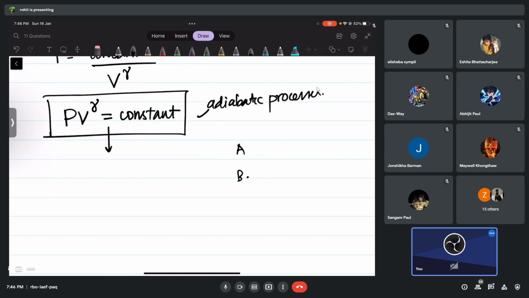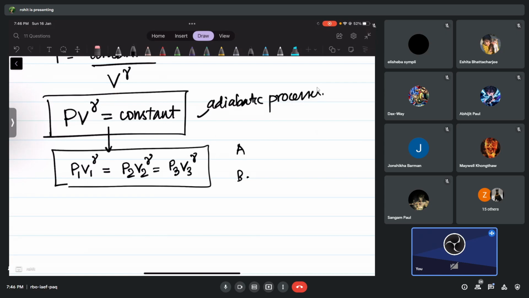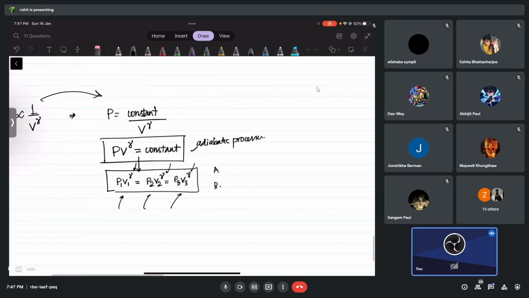How will I apply it now? I'll write here P1 V1 to the power gamma must be equal to P2 V2 to the power gamma, or I can apply it to any other state, P3 V3 to the power gamma. That means at different locations on the graph I can apply this, taking different volumes. But don't worry, you don't have gamma 1, gamma 2, gamma 3. You have only one value of gamma.